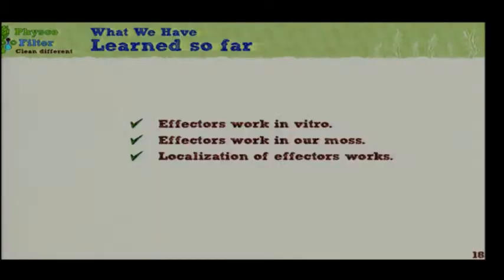Thank you. So, what have we learned so far? We've proved that we can localize our effectors wherever they are most efficient. Our effectors work in vitro, and the best part, our transgenic moss completely degraded the antibiotic erythromycin. So our Fisco filter really works.